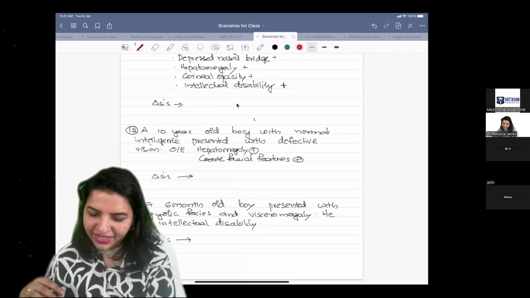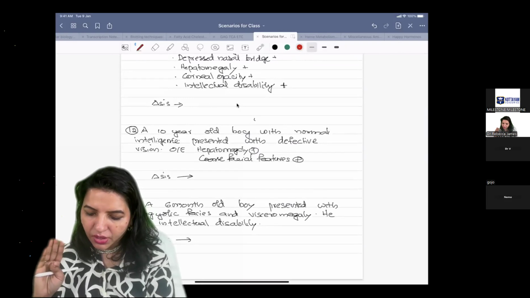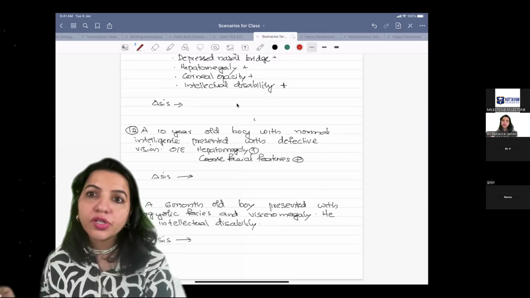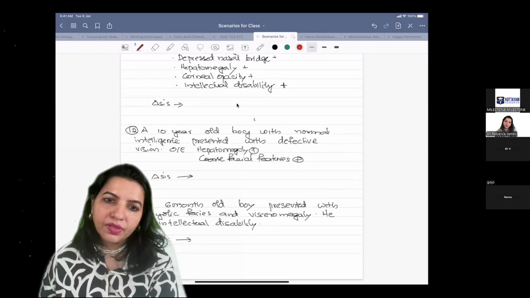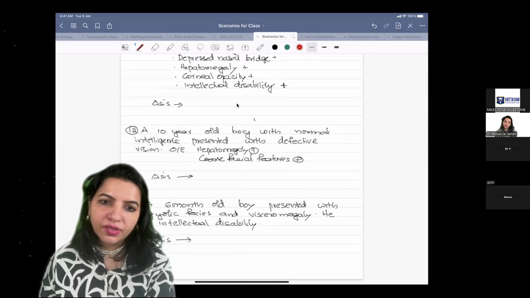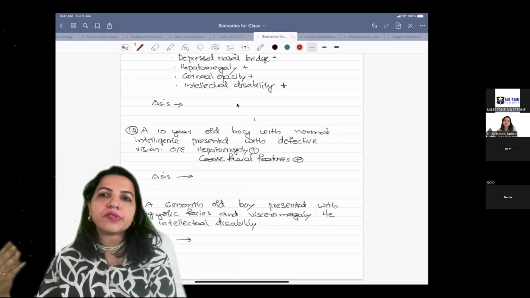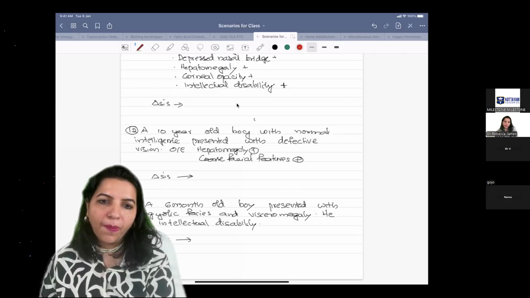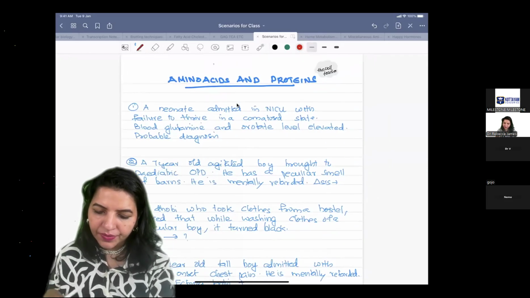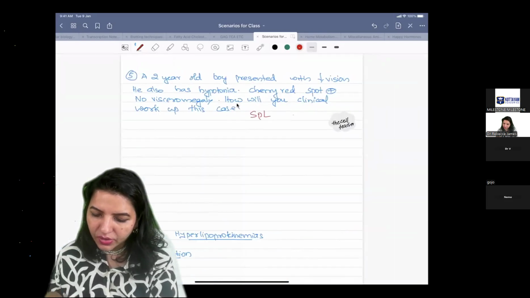Yes, she's correct. A 6-month-old boy presented with gargoylic facies, visceromegaly. He has intellectual disability. Now, if I'm adding one more, that is no visual disturbances. Hunter, yes, correct. Now we'll go to amino acids, sorry, vitamins.